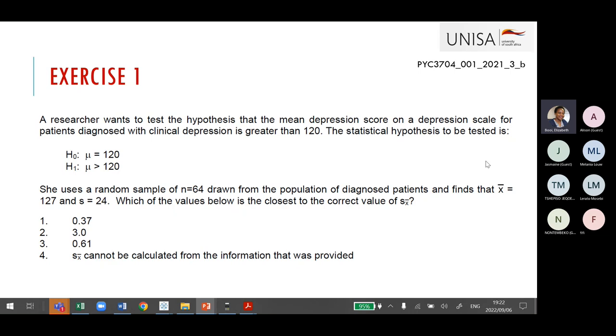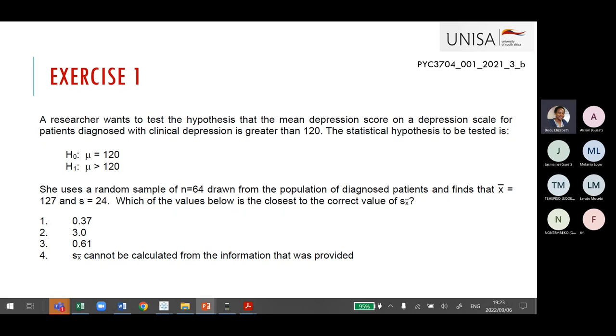So let's look at this question. A researcher wants to test the hypothesis that the mean depression score on a depression scale for a patient diagnosed with clinical depression is greater than 120. The statistical hypothesis to be tested is the null hypothesis, the mean is equal to 120. The alternative, the mean is greater than 120. From here, you can already classify what they have given you, what type of test you are going to be doing, and so on.